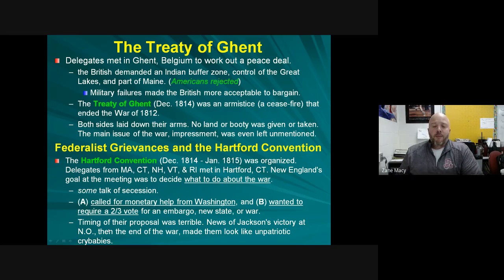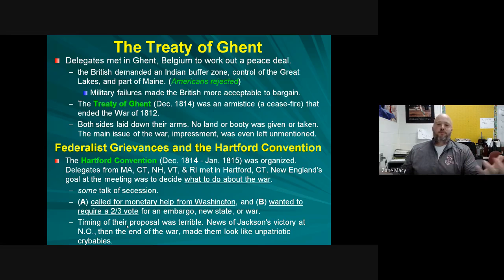The reason I say that the timing was terrible is because within just, really before the convention's over with, news of Jackson's victory in New Orleans, news of the formal end of the war, even though it was signed in December of 1814, it's not going to be until well into January that the news makes it back across the Atlantic. It makes the New England states look bad to have threatened secession from the Union and saying, well, we want this, we want this, we want this, or we're going to withdraw from the United States.